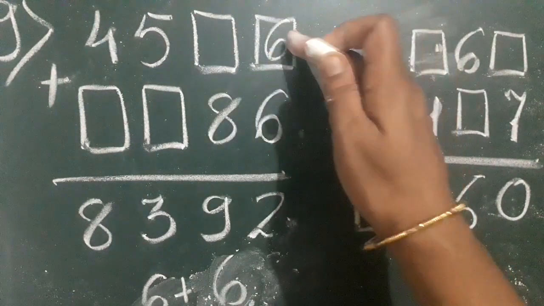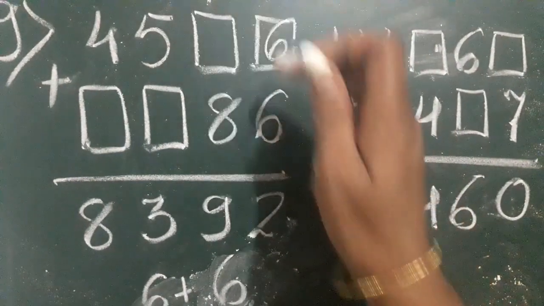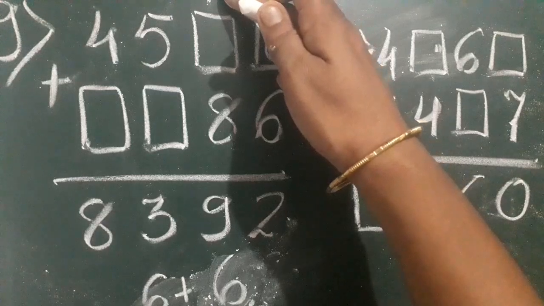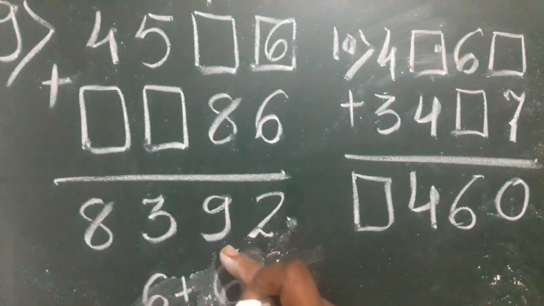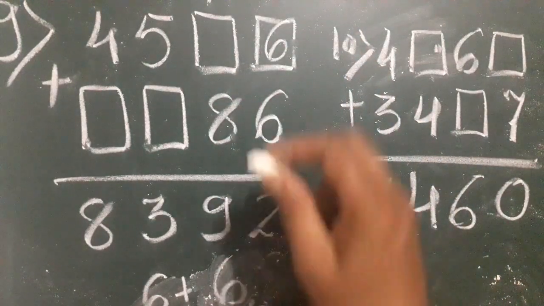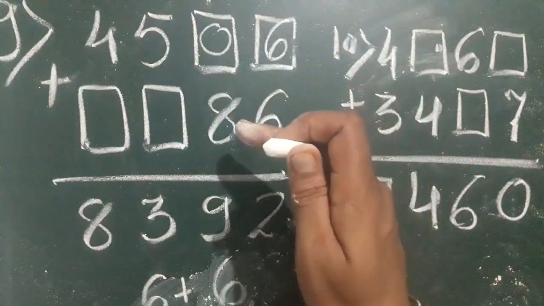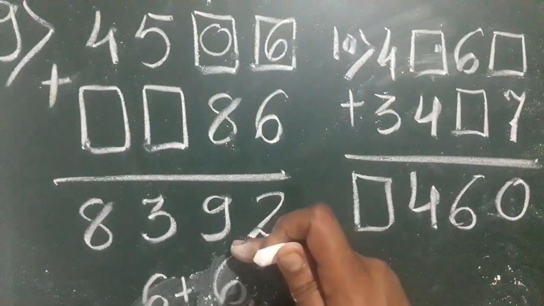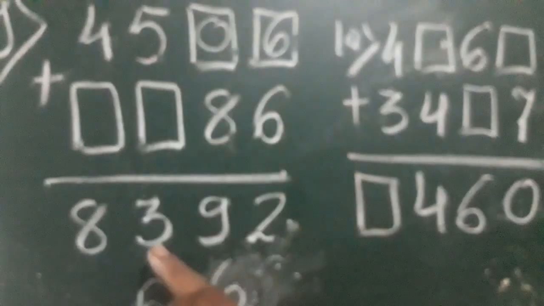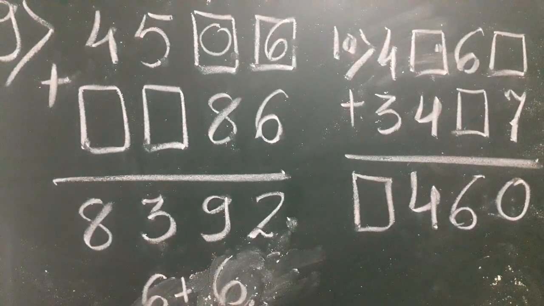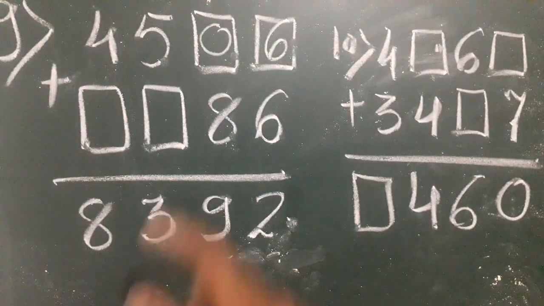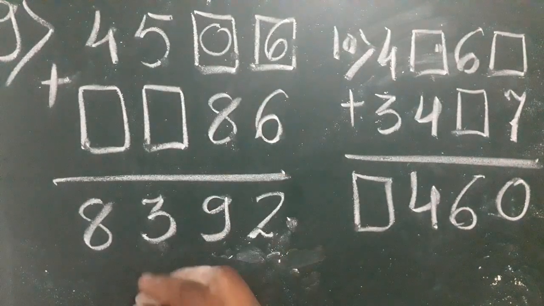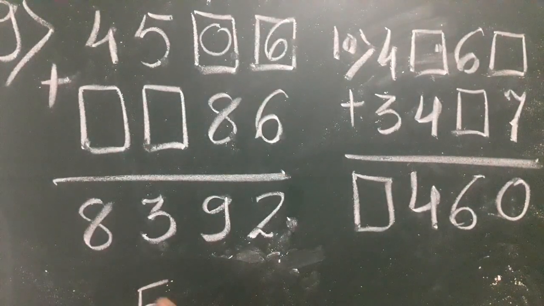So go with 6. 6 and 6, 12. Write your 1. Now 8 plus 1, 9 is already there and here you have 9 only. So I should write here 0. 9 plus 0 is 9. Now 5 is there and you want 3 over here when added. 5 is already there. Fine.